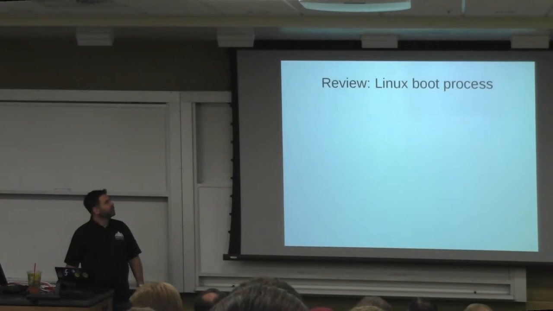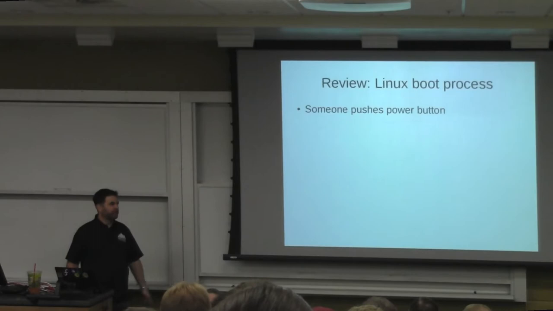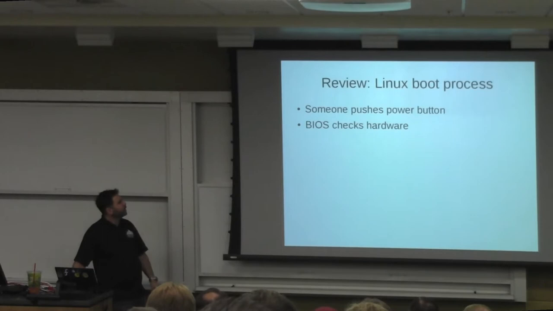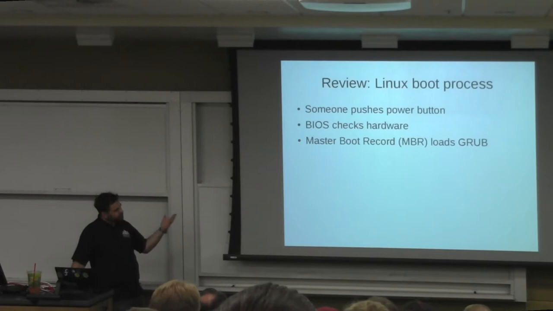So the first thing that happens, someone pushes the power button. This has to happen before anything else. The BIOS, the basic input-output system, checks the hardware, makes sure you have disks, all that kind of stuff. It hands things off to the master boot record on the disk. The MBR usually loads grub, which is the grand unified bootloader. Grub loads the Linux kernel.